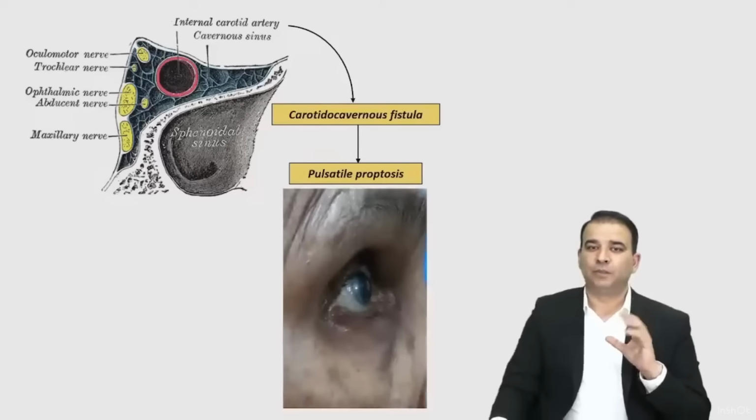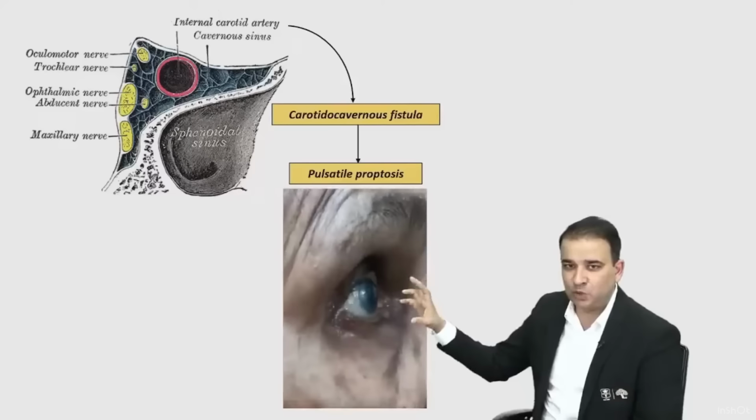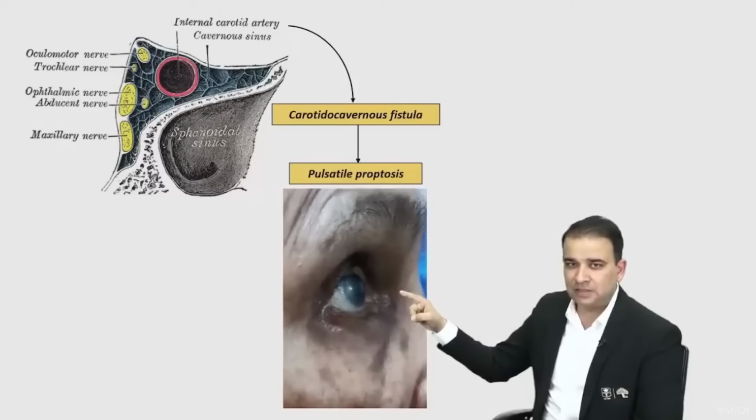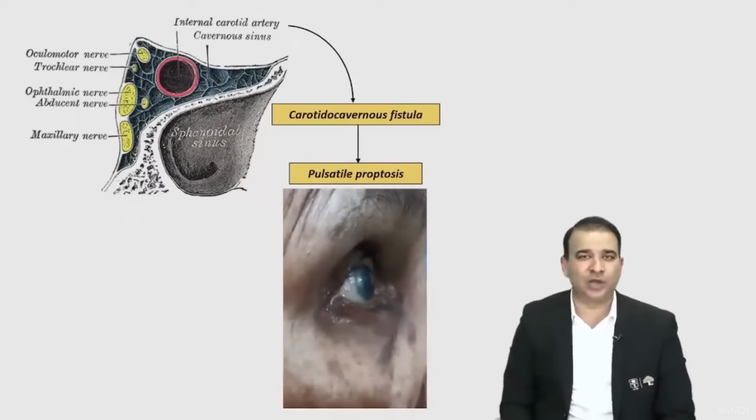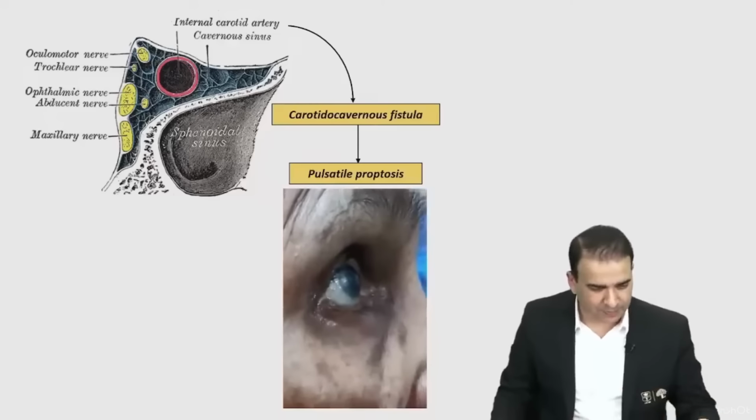and will lead to pulsatile proptosis. Look at this picture, guys. Look at this video here. You can see the pulsatile proptosis. It's a very nice video showing the pulsatile proptosis here. That's because of the carotico-cavernous fistula formed.